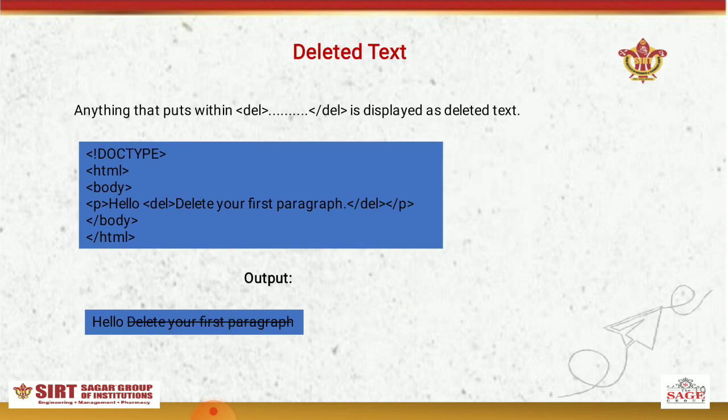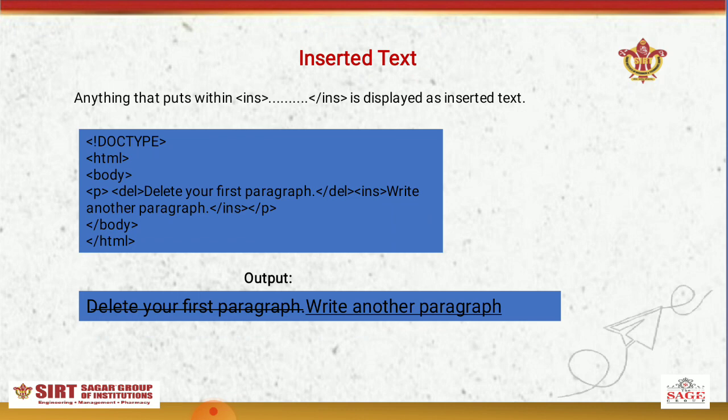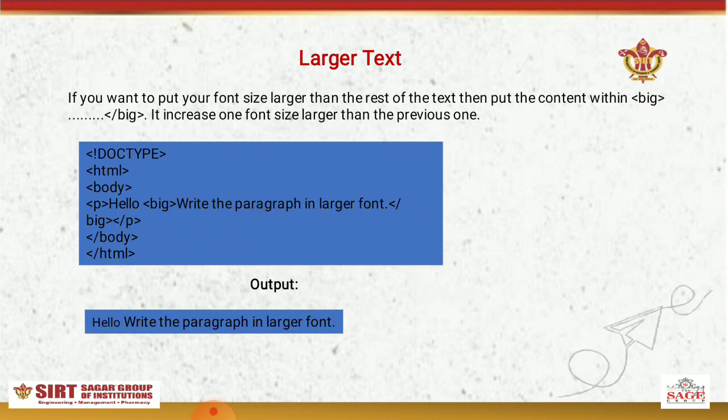Delete tag. Anything put within the del tag is displayed as deleted text. This example is: HTML starts, body section starts, P is a paragraph, hello, the delete tag is used with del, then the output is this. The insert tag is used with INS. Anything put within an insert tag is displayed as inserted text. So this is our example.